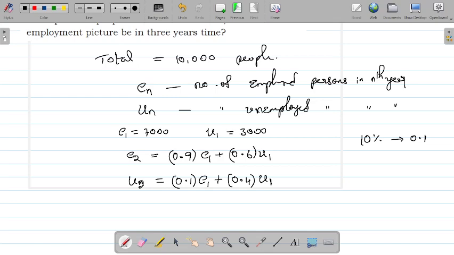And of course, this is the same for every year. Every year it is going at a constant rate. Each year 10% are becoming unemployed, whereas 60% of the unemployed are becoming employed. So we can write a generalized case here. Let me write En plus 1 equals 0.9 times En plus 0.6 times Un, whereas Un plus 1 is 0.1 times En plus 0.4 times Un.